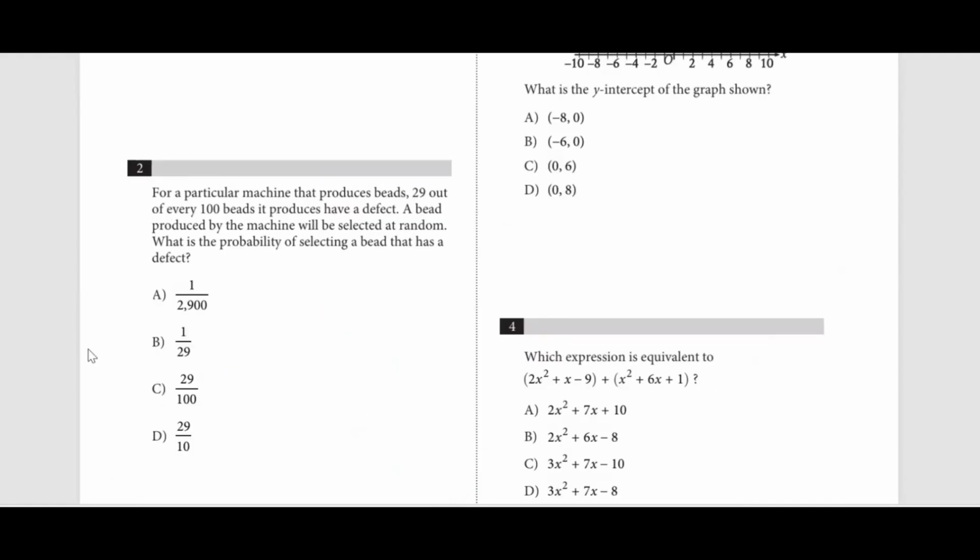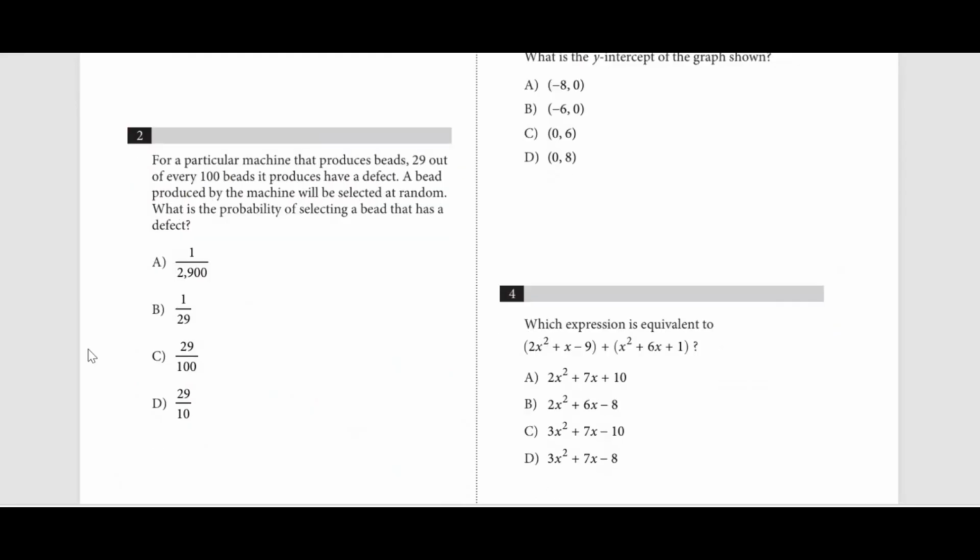Now the question number two. So this is a question on probability. So you have to find the probability of selecting a bead that has a defect. For a particular machine that produces beads, 29 out of every 100 beads it produces have a defect. So the total number of beads that the machine produces is 100, and out of 100 beads, 29 have a defect. So what is the probability?